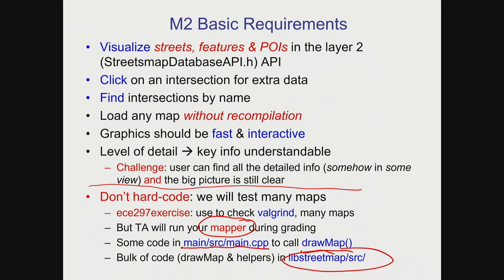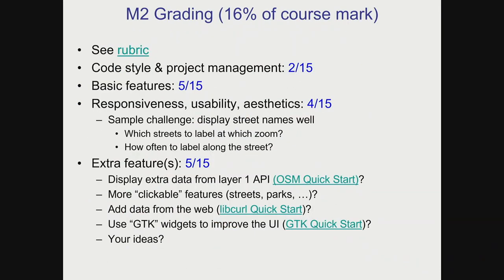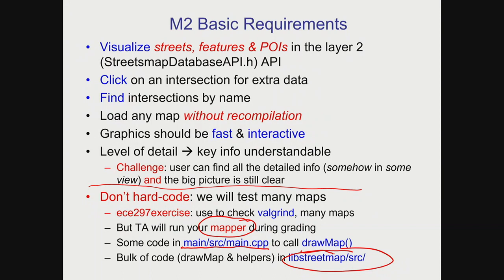There's only one function. I've got this in a couple of slides of what you do. But basically, you've got a lot of freedom in how you write that code, but most of it should be in libstreetmap.source. Any questions on that? I'm going through a lot of stuff pretty quickly, but if you go through the handout, it details this. The handout and the rubric detail this much more. Okay, so this is a quick overview of what's in them.